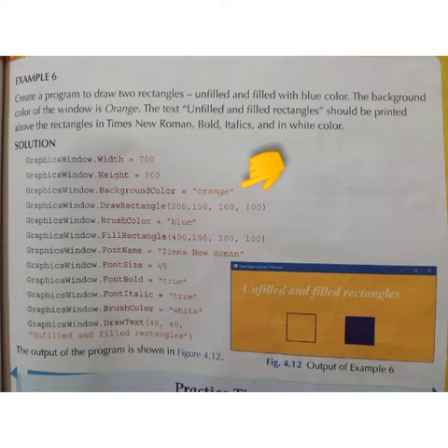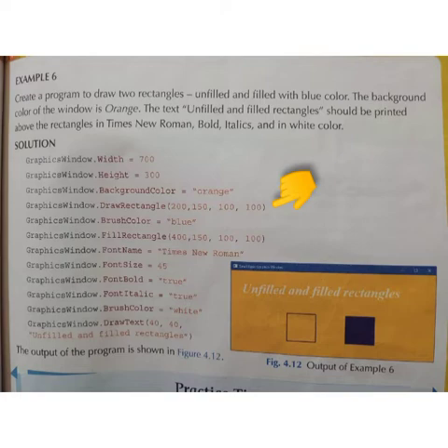Then graphics window dot draw rectangle. I already told you, to draw a rectangle we should use this method. So graphics window dot draw rectangle of 200, 150, 100, 100. Here 200 and 150 are the locations, x and y, I told you. Then 100 is the width, and the other one is the height. Here both are the same.